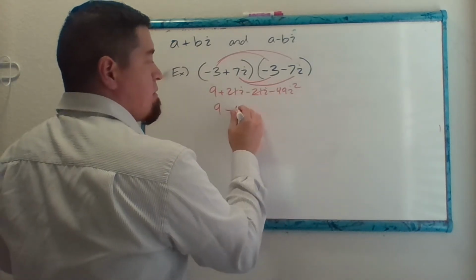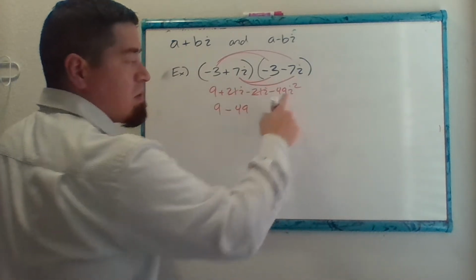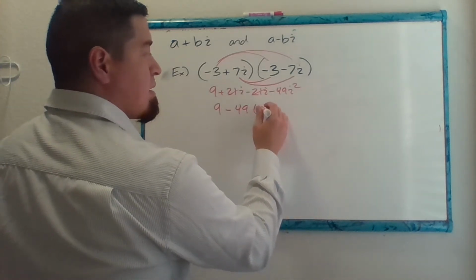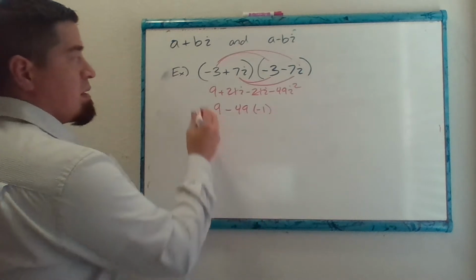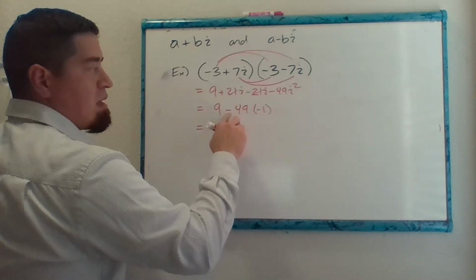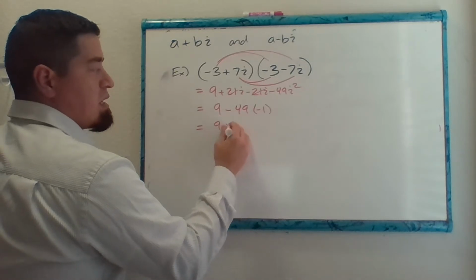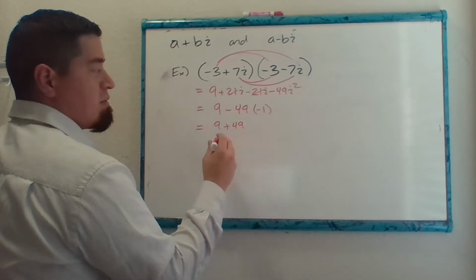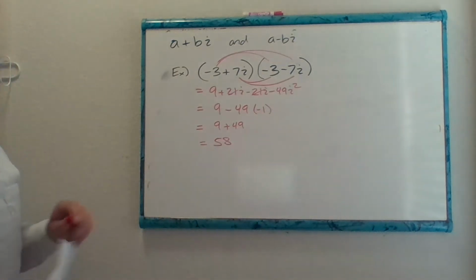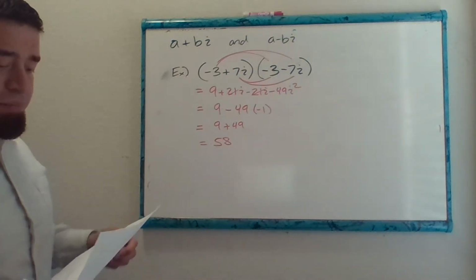But I also have 49 times, well, what do we say i squared is, right? It's come up a lot, so it'd be good to memorize that. It's negative 1. So anytime you see that i squared, you just got to make sure you put that in. This becomes 9 plus 49 because the negative times a negative, and then 9 plus 49 is 58. So that would be my answer for that one.